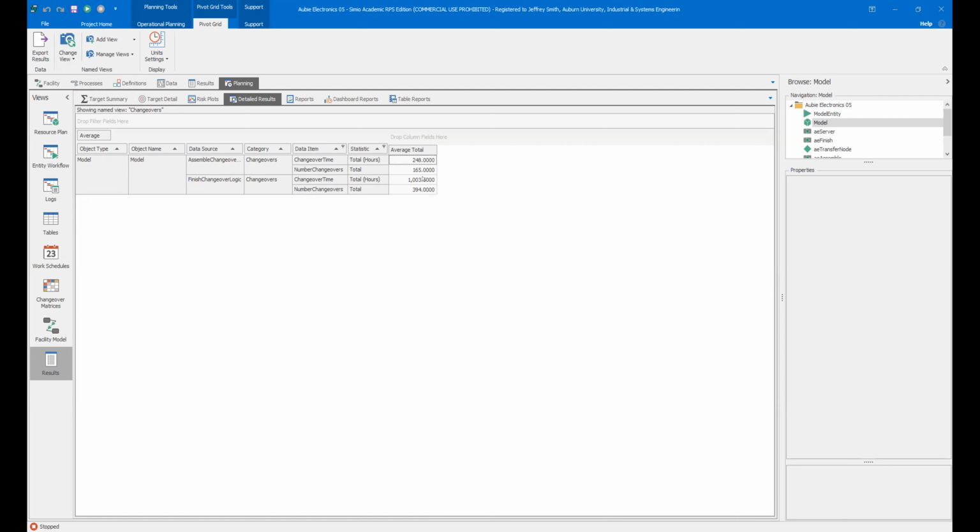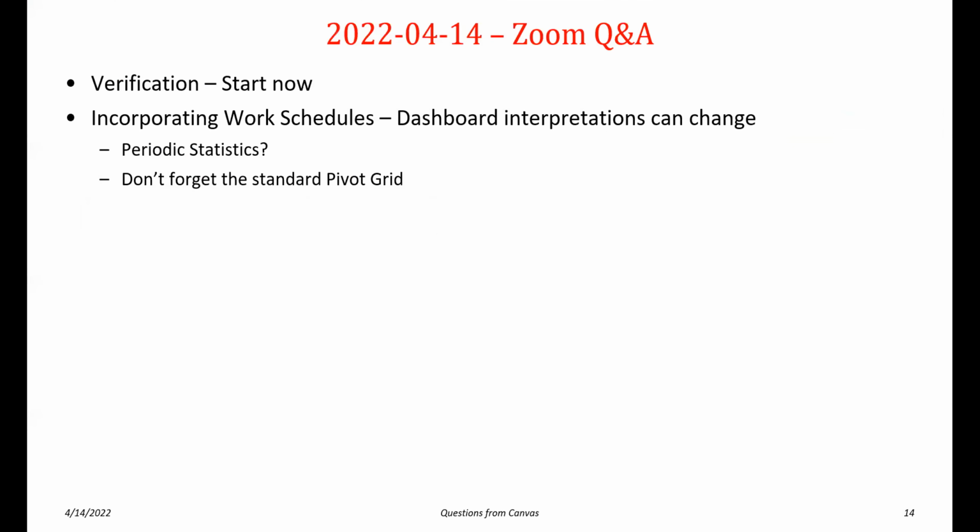And so now we have a total number of hours and a total number of changeovers. The total number of changeovers is the same as you see in the dashboard, but that total time is vastly different because this measure of the time does not include that off shift time. So just a couple of things about interpretation now that we've incorporated work schedules.